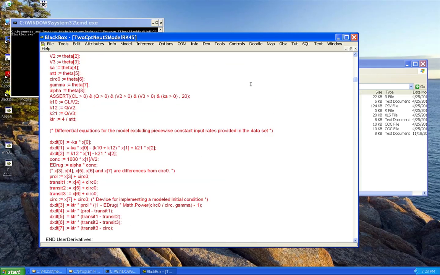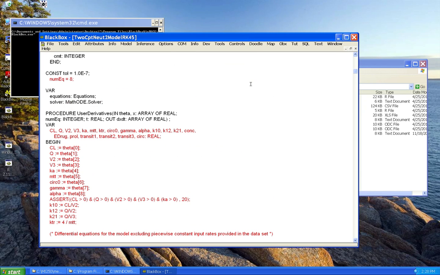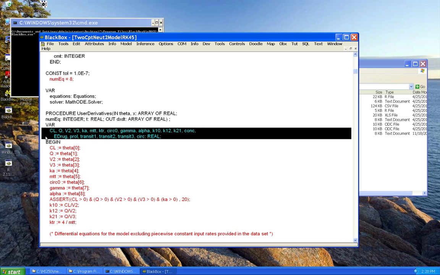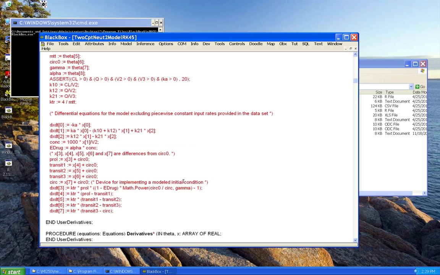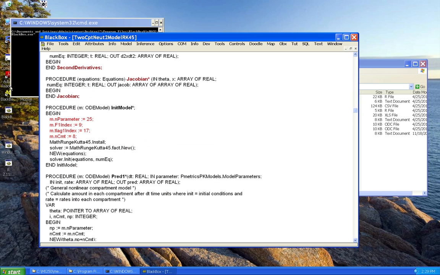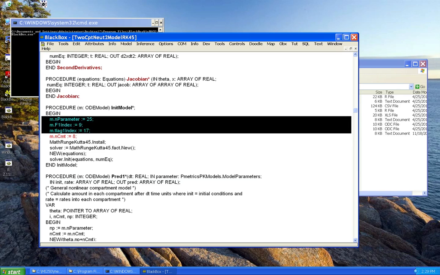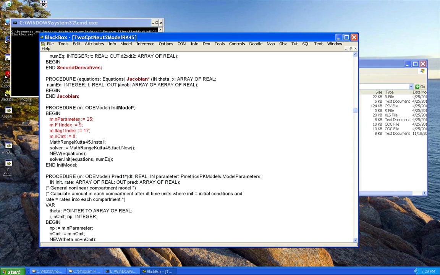So that's almost all of the story in terms of the differential equations. I guess I didn't mention it before, but you have to declare all of the parameters that you use in here, all of the names you're using. And then the other part the user has to do is this annoying little bit down here where you have to count up a few things.